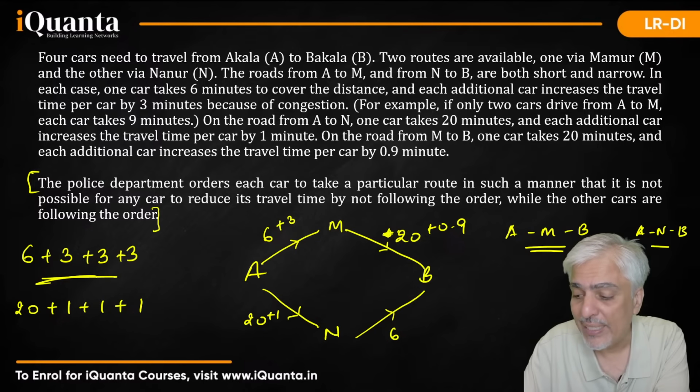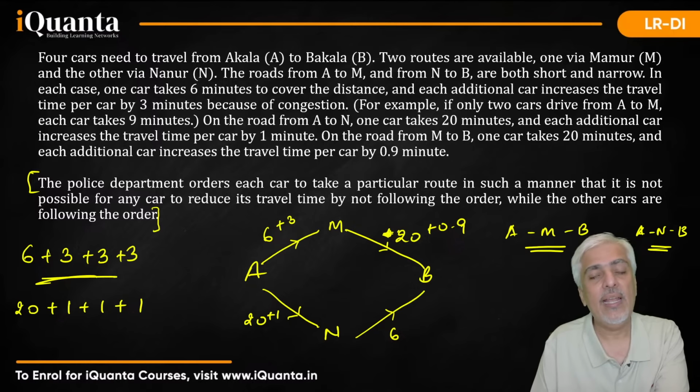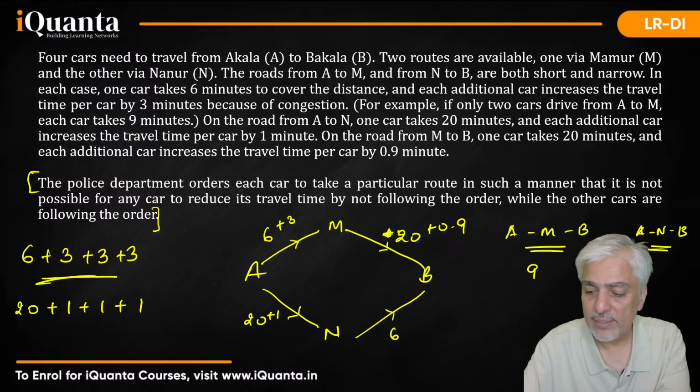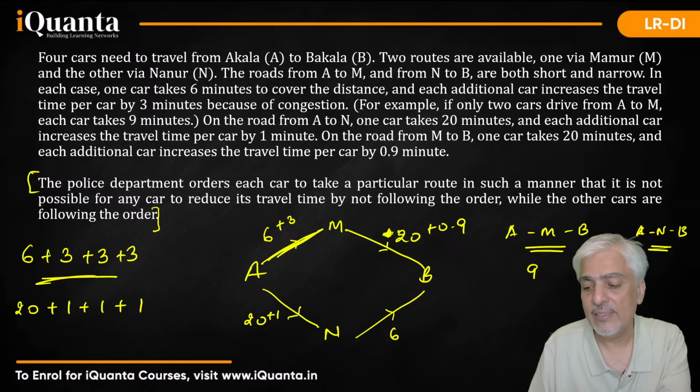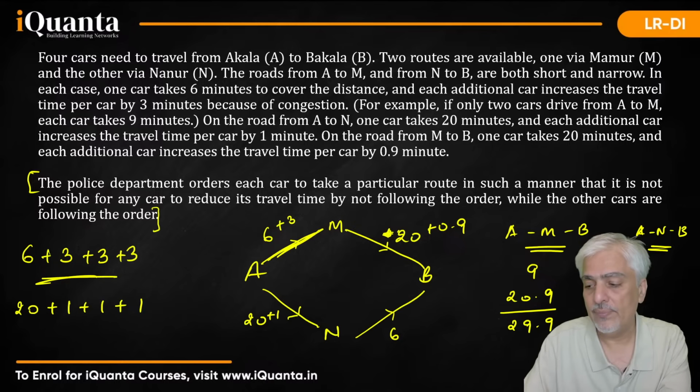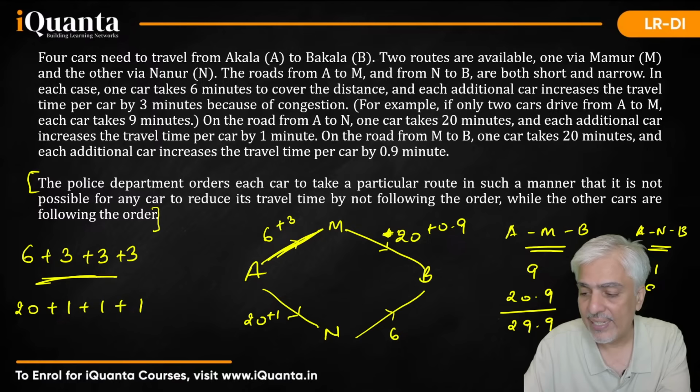I'll tell you why this set became so easy. A and B, two cars went. That means both of them took 9 minutes over here because two were going, so 9 minutes. And then they went M to B. They both took 20.9 minutes more. So total time taken was 29.9. In A and B, what happened? They took 21 minutes and then 9 minutes, which is 30 minutes.